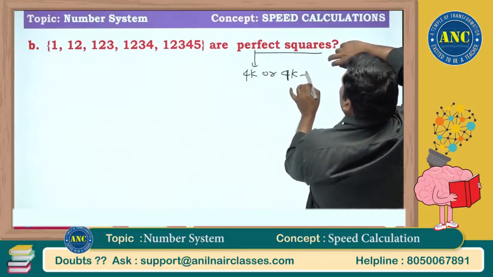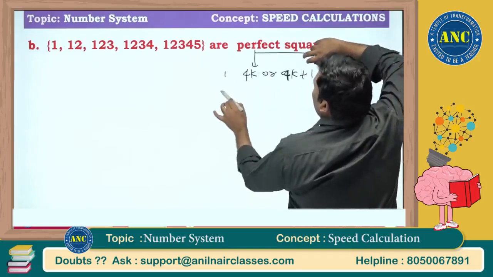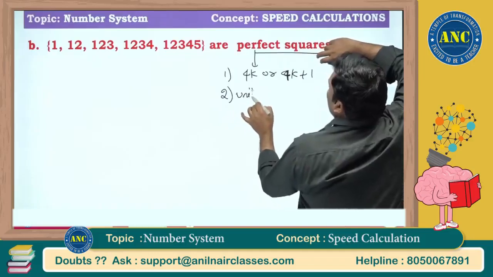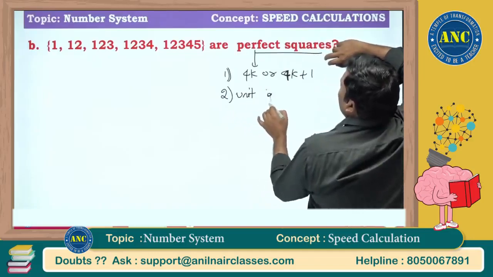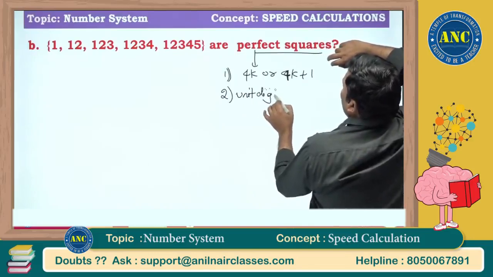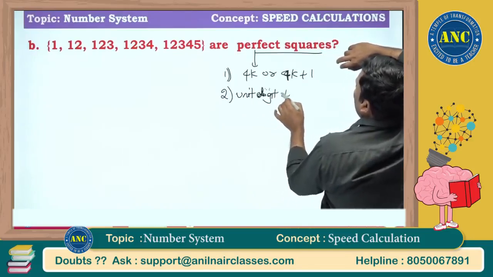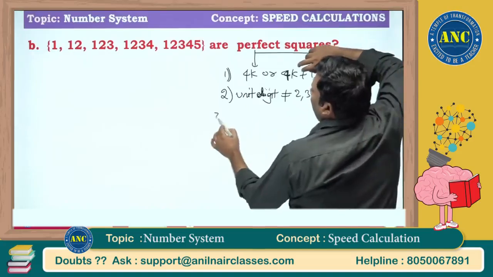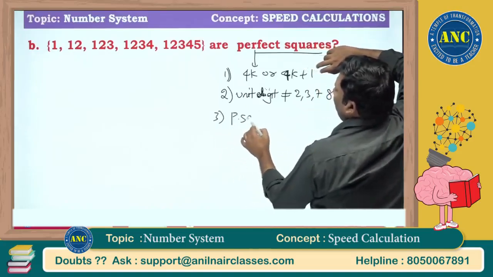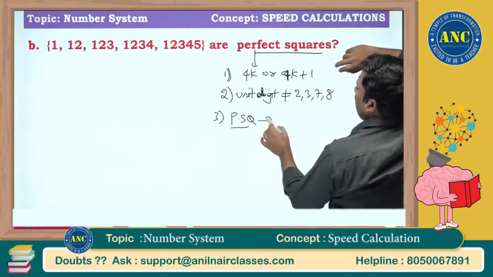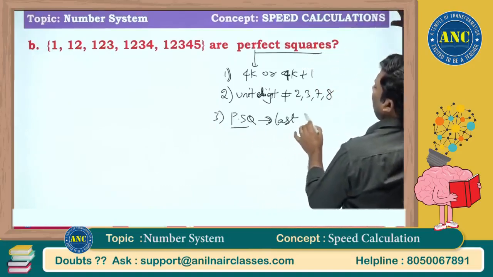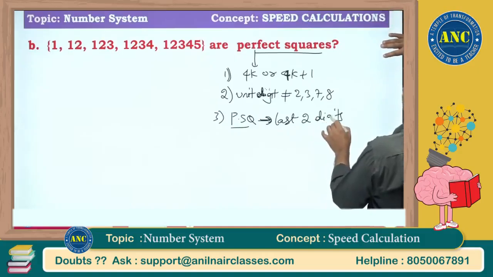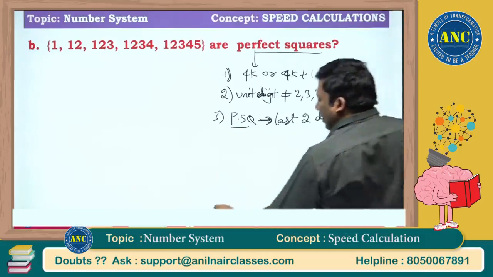That is the first property. What is the second property? A perfect square's unit digit can never be 2, 3, 7 or 8. And if a perfect square ends with 5, the last two digits will always be 25.